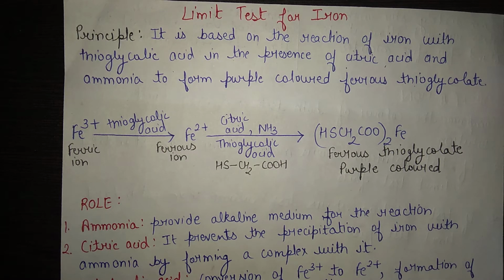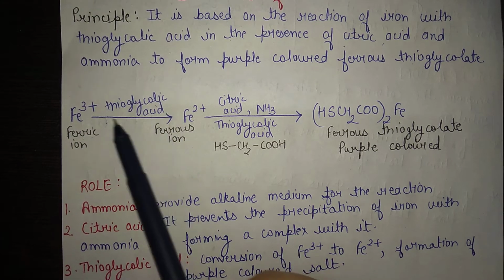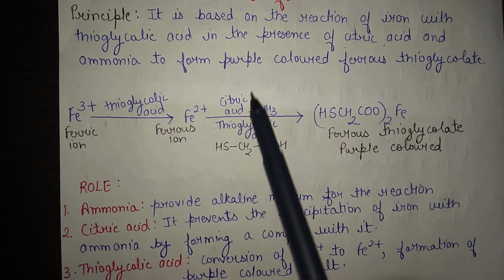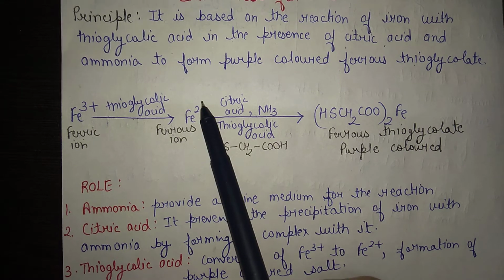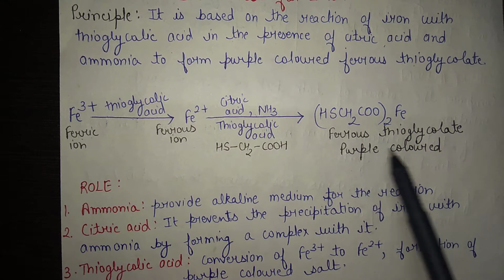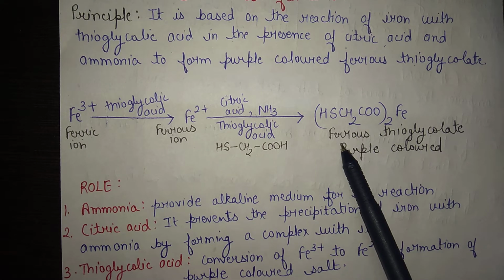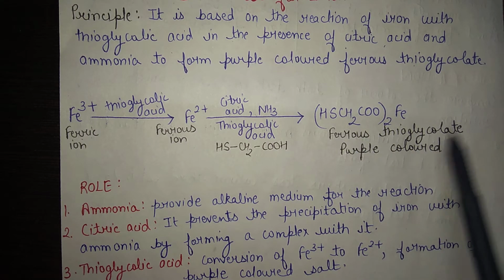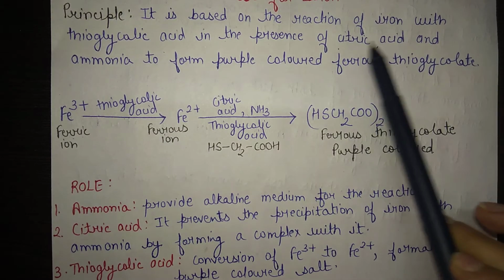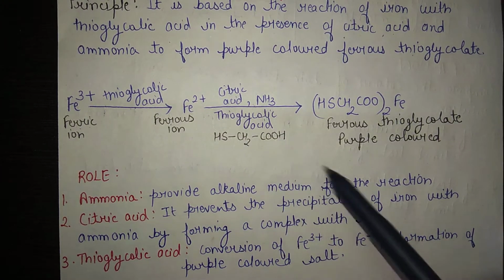So what happened here is that firstly the +3 form of iron in the presence of thioglycolic acid is converted into the +2 form. Then thioglycolic acid in the presence of citric acid and ammonia converts this iron +2 form into ferrous thioglycolate, which is purple colored. Which means that thioglycolic acid forms a complex with iron, and that complex is ferrous thioglycolate, which is purple in color. So this was the basic principle, that this reaction takes place in the presence of citric acid and ammonia. Now let us understand why we use citric acid and ammonia in this limit test.